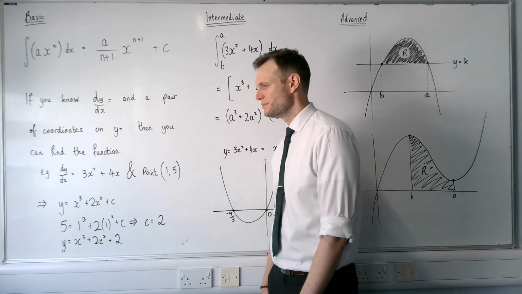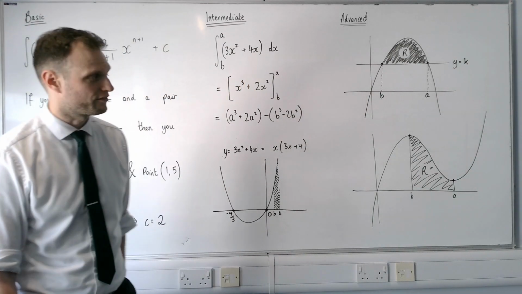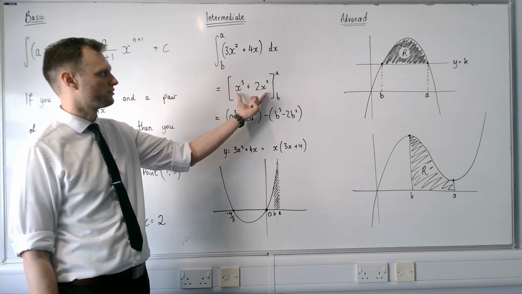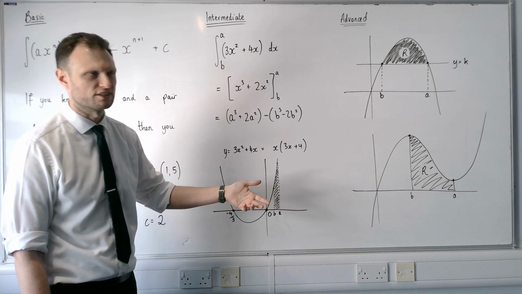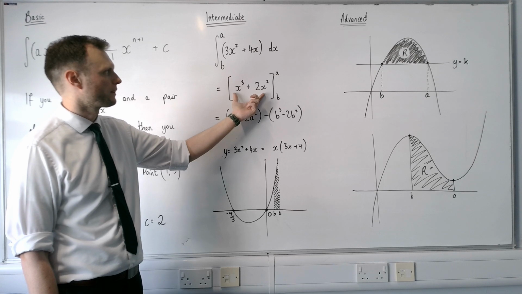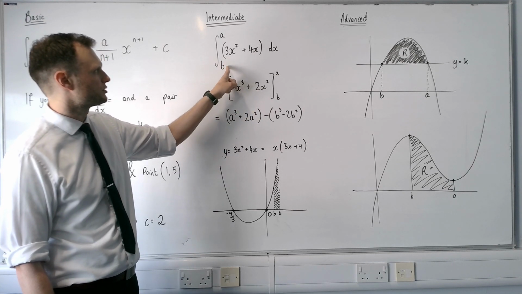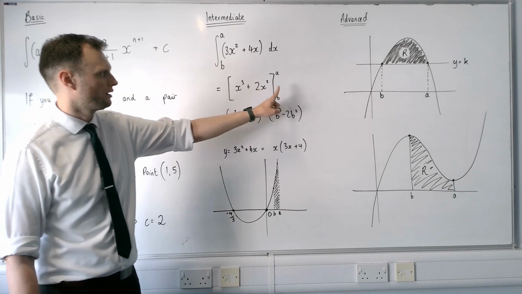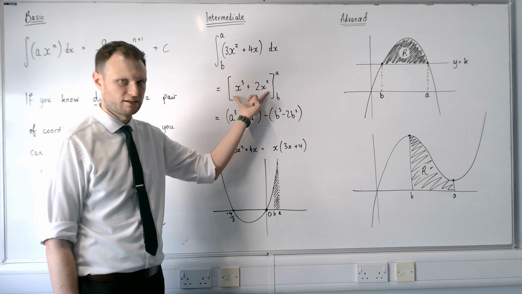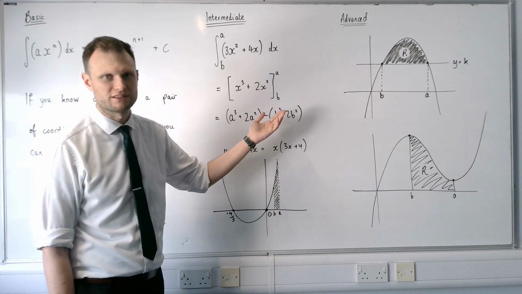Moving on to the intermediate stuff, we've got definite integration. Again, the process of integration, no more difficult, but there's just a few more stages. So you increase the power by 1, divide by the new power. And then if you're integrating between b and a, you put these square brackets and then b and a. That shows that you've integrated it, but you haven't yet substituted in the values.